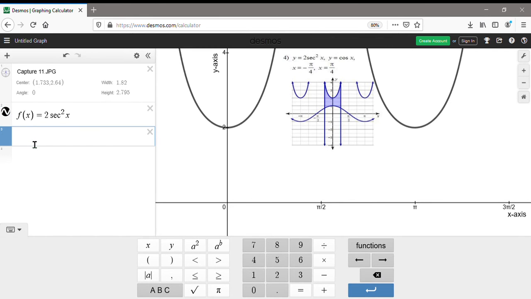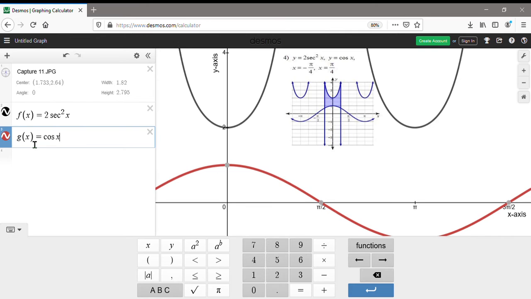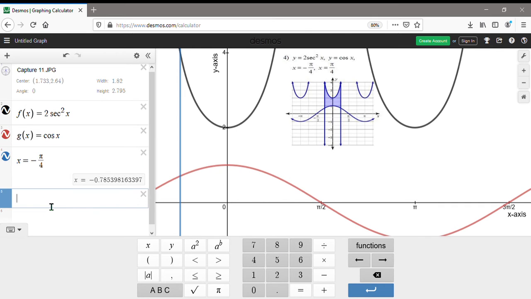All right, my bottom function is going to be my g of x. That's going to be cosine of x. And we don't need them for the purposes of calculations, but for the purposes of visualization, what I'm going to do is put in those two vertical lines for the left bound and right bound. So x is equal to negative pi divided by 4, and x is equal to positive pi divided by 4.